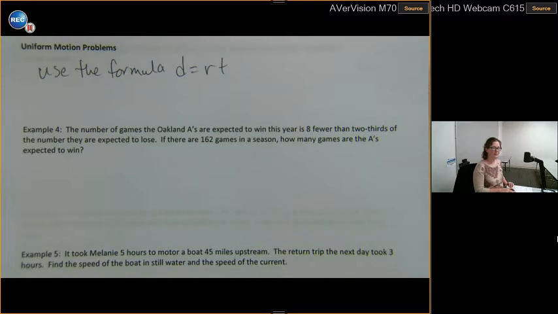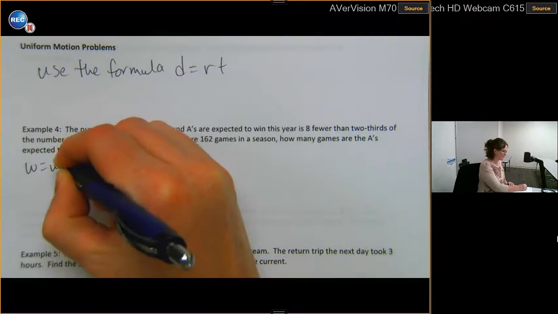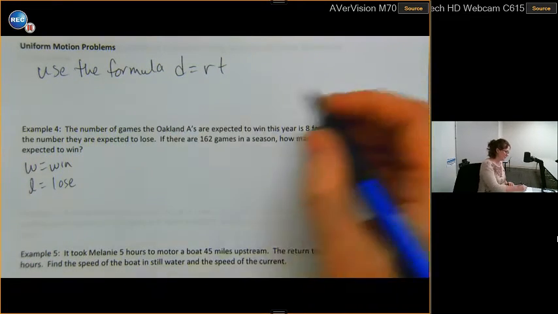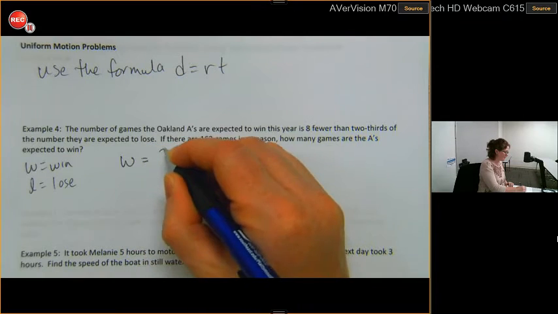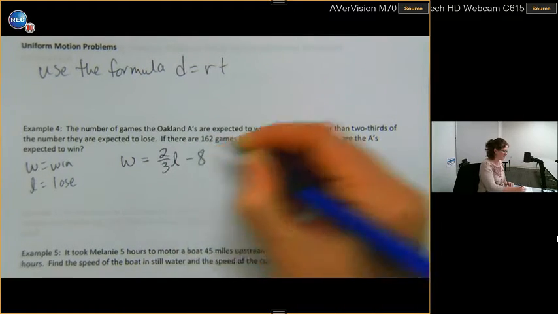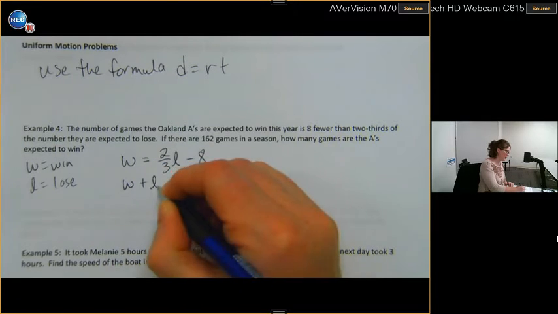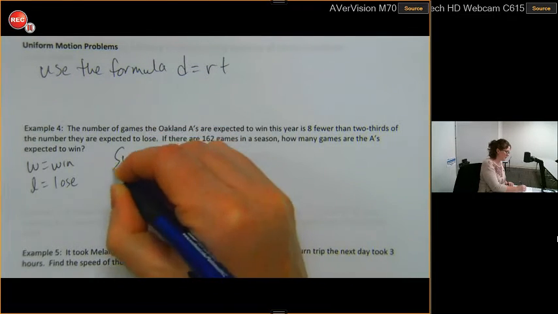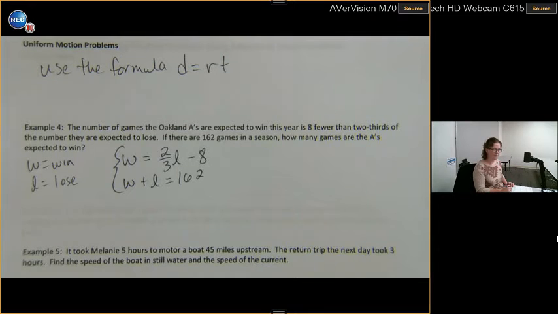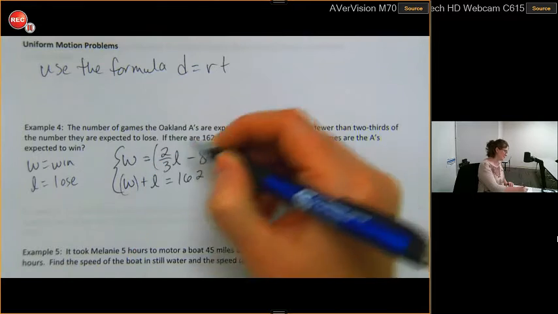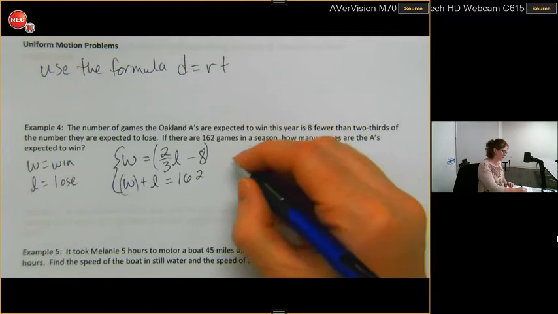It says the number of games the Oakland A's are expected to win this year is 8 fewer than 2/3 the number they're expected to lose. So I'm going to have win and lose. The win is 8 fewer than 2/3 the loss. There are 162 games, so in total wins plus losses is going to equal 162. Now I'm going to solve by substitution again because it's set up where I can substitute 2/3 L minus 8 for W.